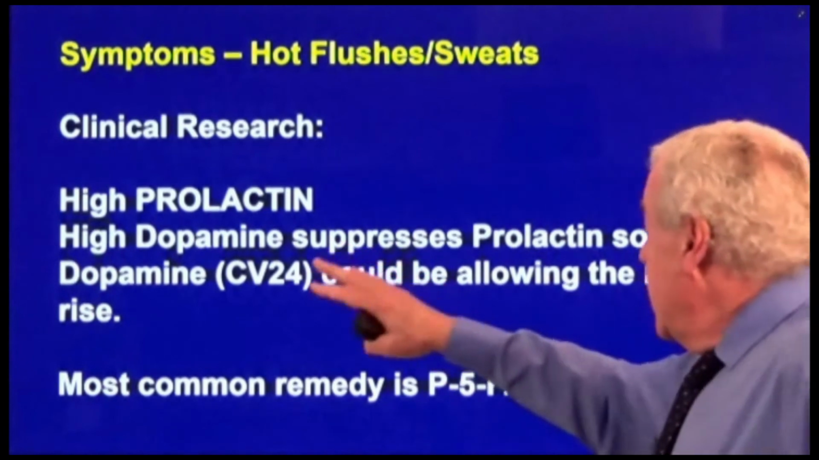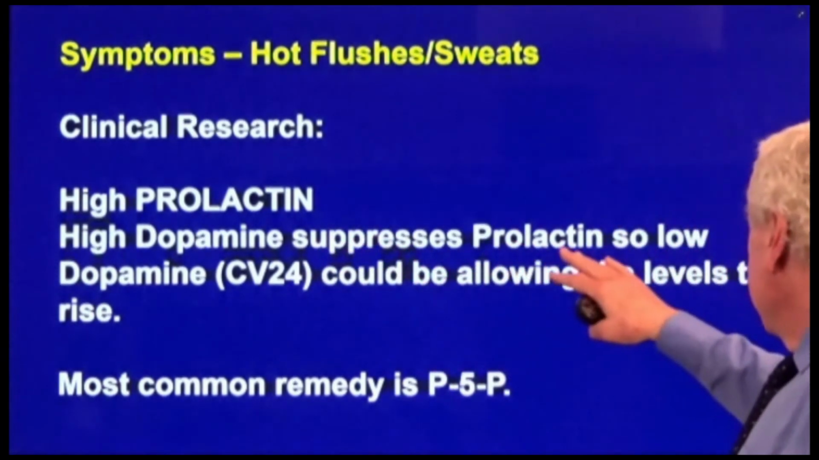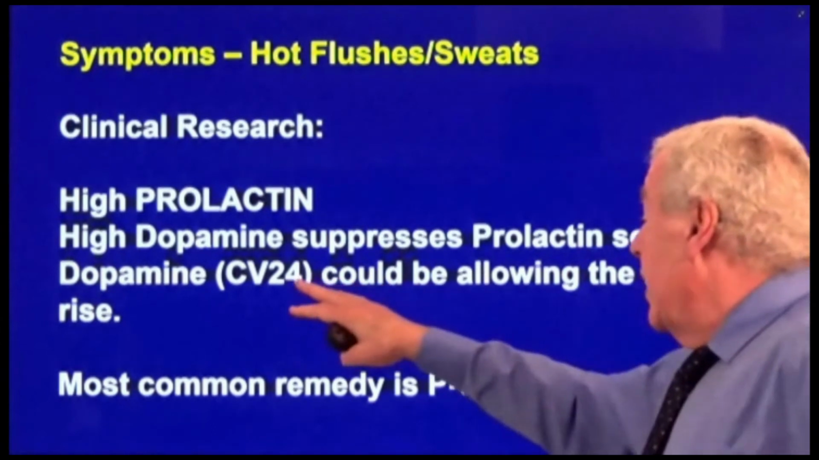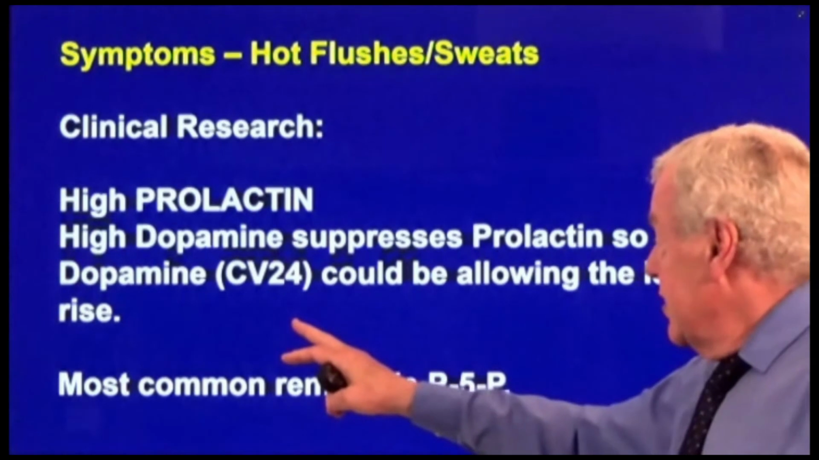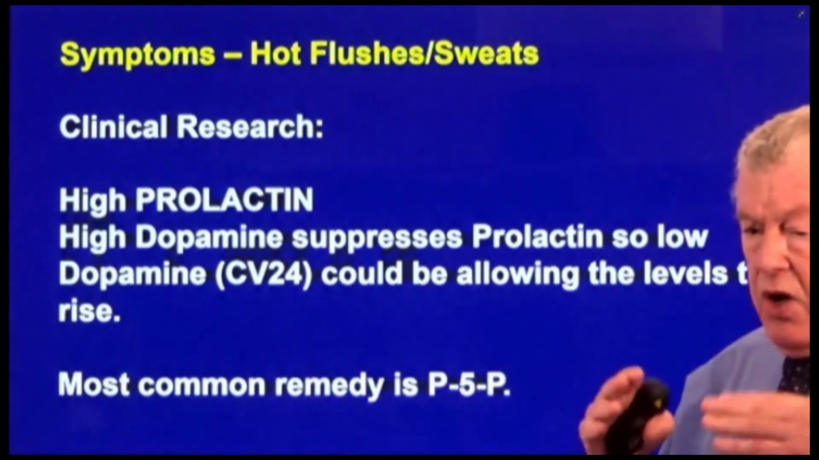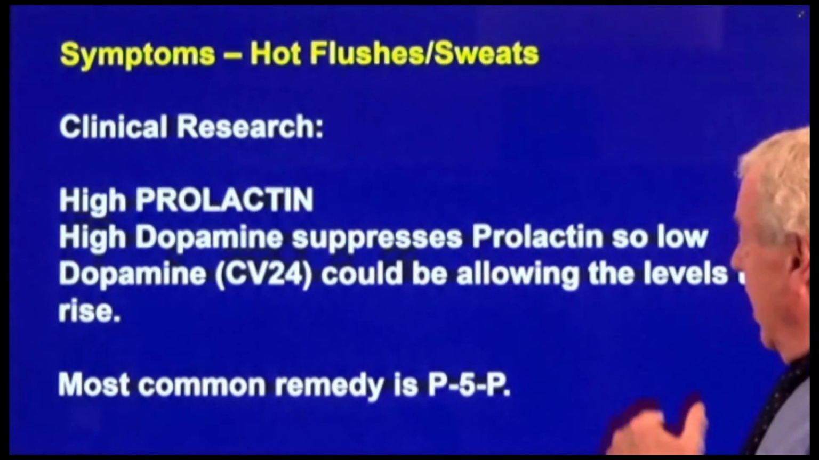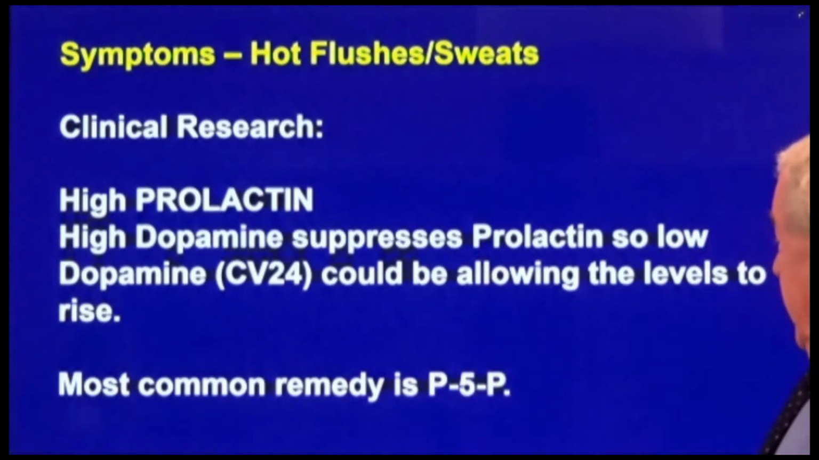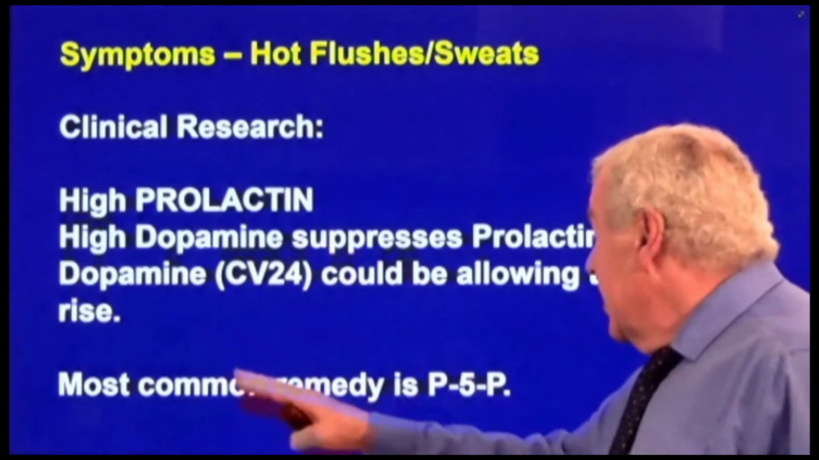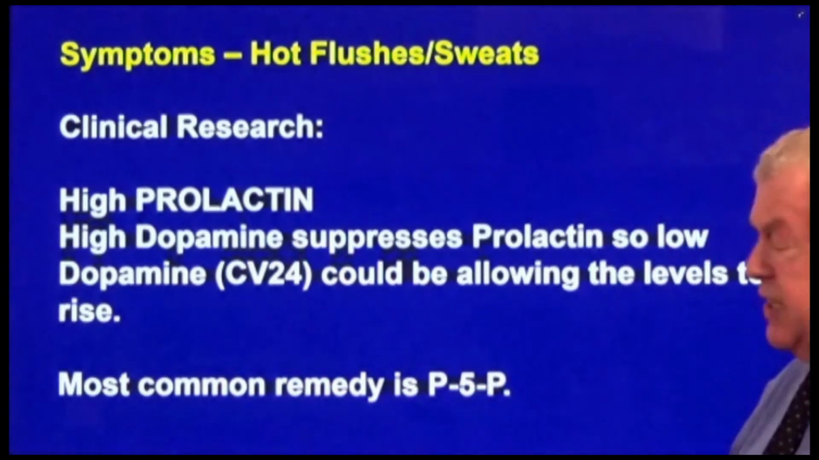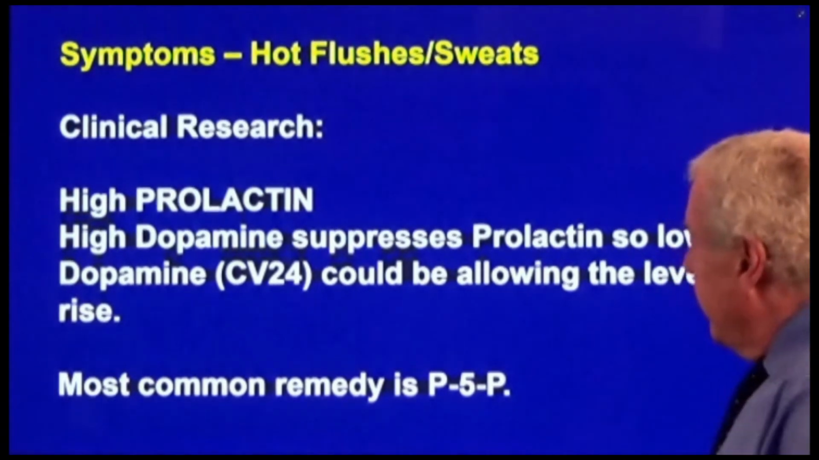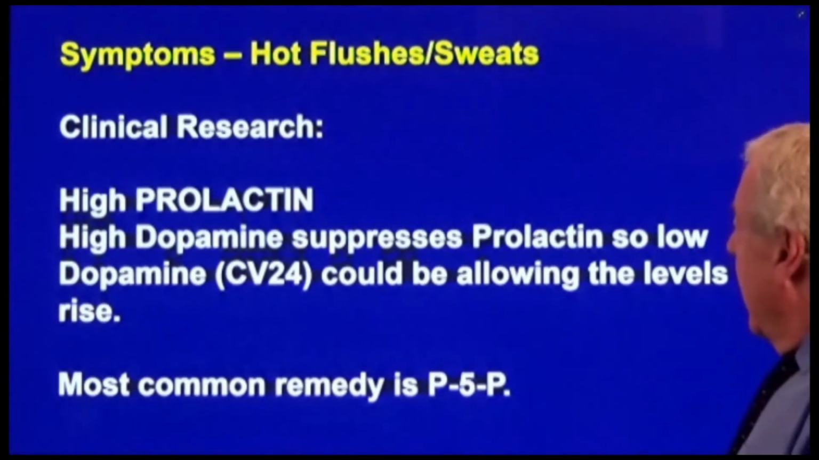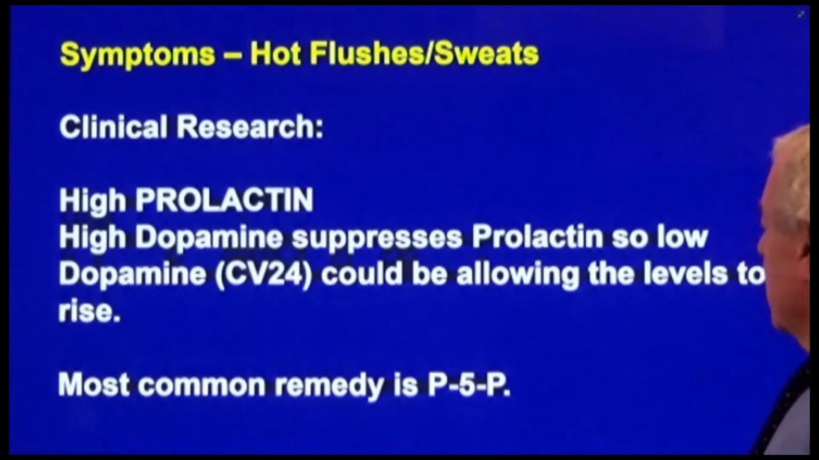We know that high dopamine suppresses prolactin. So low dopamine, which we pick up at conception vessel 24, could be allowing the levels to rise. So here we've got a situation where low dopamine allows prolactin to go up, high dopamine keeps prolactin down. The most common remedy, as we'll see, is pyridoxal 5-phosphate, which is the active coenzyme of vitamin B6. And this is why B6, or pyridoxal 5-phosphate, seems to be the main nutrient that we find which helps to relieve the symptoms of hot flushes.